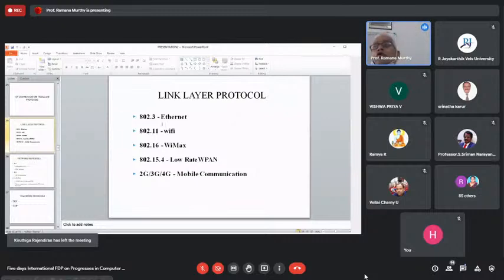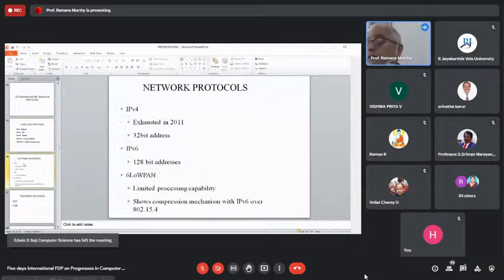Now, as I told you, you have the physical layer and the data link layer; these are all important. Next comes the network layer. The network layer's job you know very well: it is to link one with the other. You have IPv4, whose addresses were exhausted in 2011, and it has a 32-bit address. IPv6 has 128-bit addresses.